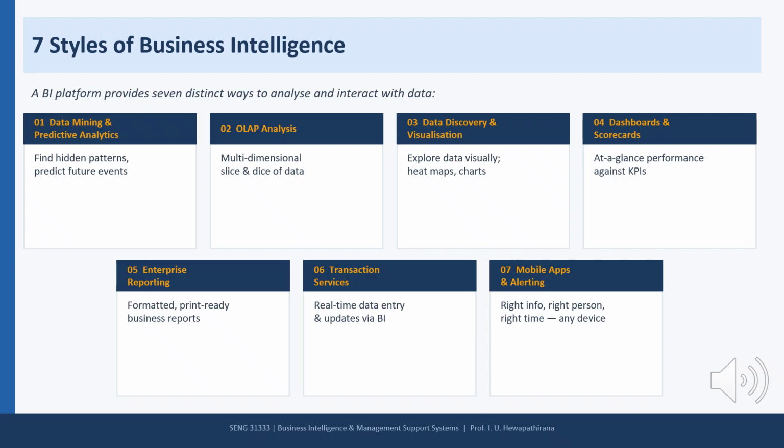This is an interesting one because it extends BI beyond read-only analysis. It allows users to enter or update data directly within the BI environment, making BI a two-way living system rather than just a passive reporting tool. And seventh is mobile applications and alerting. The ability to deliver the right information to the right person at the right time on any device, triggered either by a schedule or by a data event. Together, these 7 styles give you the complete picture of what a modern BI platform is capable of.